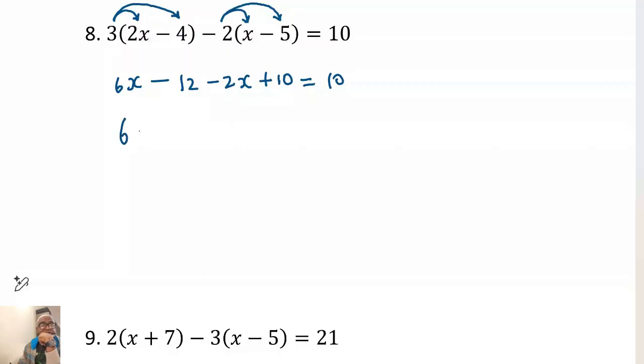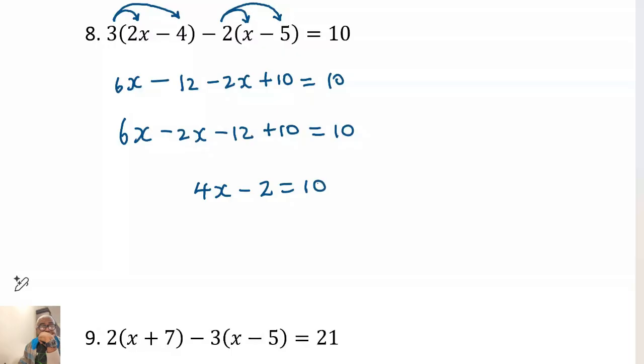12 and 2x switch, right? So you put what you have, 6x, right. Where's the next line? 4x. Negative 12 plus 10 as well. Negative 12 plus 10. No. Negative 12 plus 10, Gabriel. Negative 2. And this is equal to 10. Right? So fix it one time.